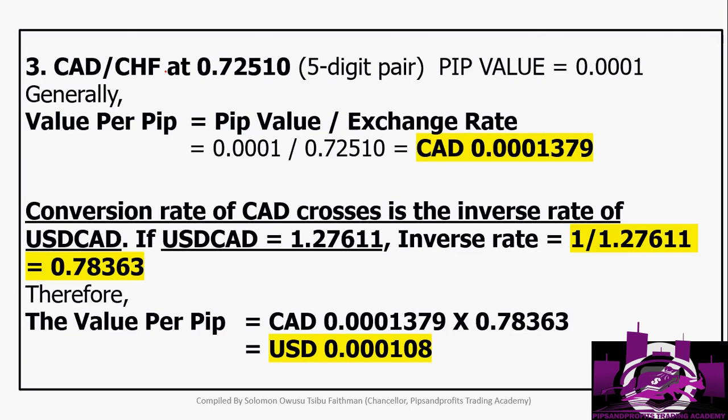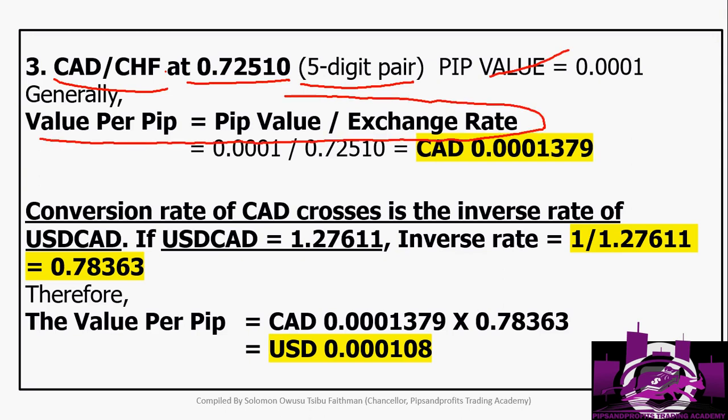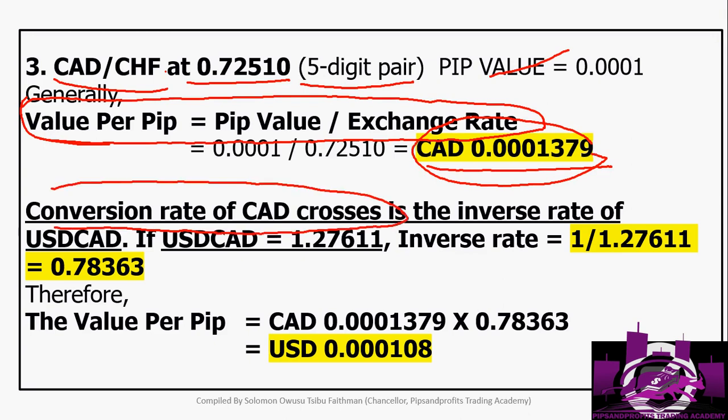So this is what we have over here. In summary, we are looking at CAD CHF at this particular point. The digit is 5, so our pip value is there. Generally, this is the formula. So when we use the general formula, our answer is going to be in CAD, the Canadian dollar. That is the base currency. So if it is in the base currency, this is different from our deposit currency. So the conversion rate of CAD crosses is the inverse rate of USD CAD.